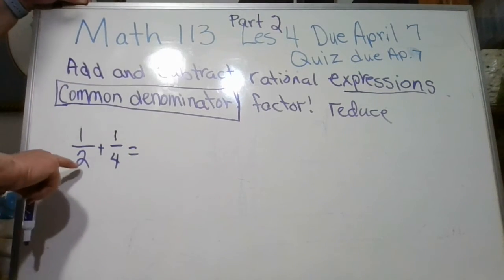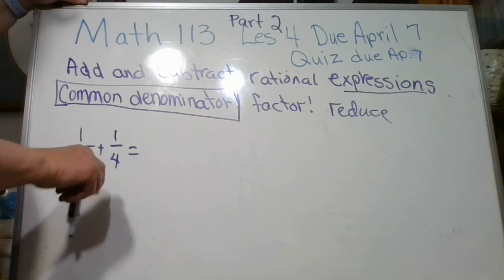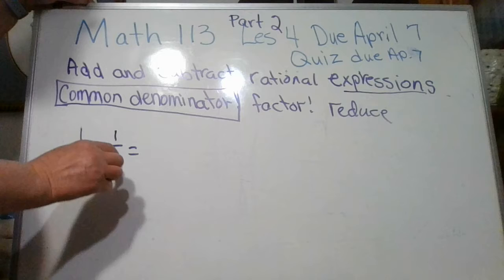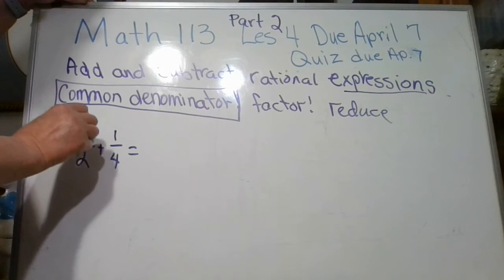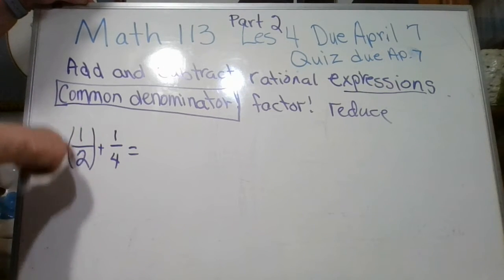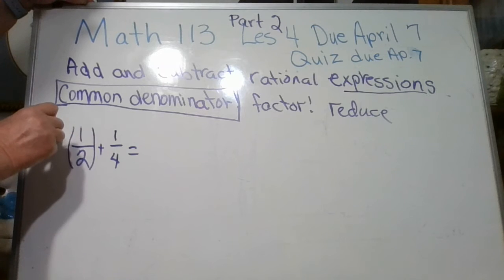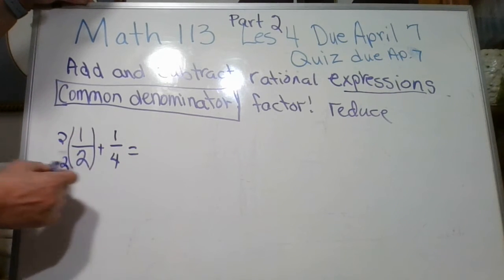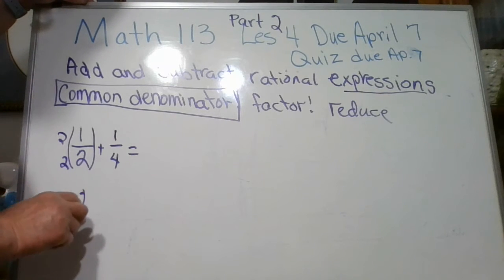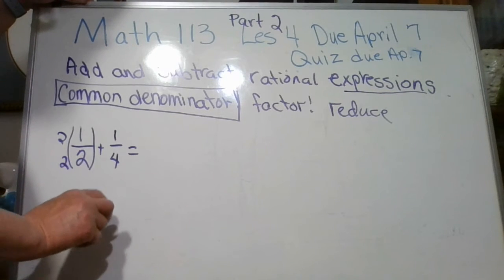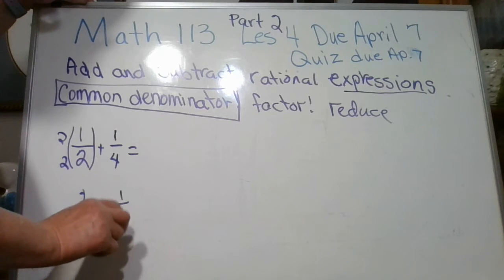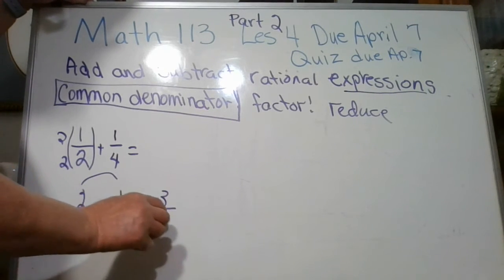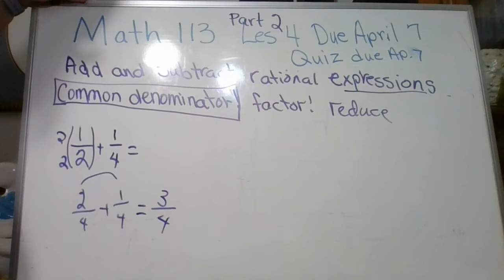Just like when we were adding 1/2 plus 1/4. 2 and 4, I see that the 2 will go into the 4, so I can use 4 as a common denominator. What do I have to multiply 1/2 by to get it into fourths? 2 over 2, because 2 times 2 is 4. 2 times 1 is 2, so I have 2 over 4 plus 1 over 4. And then I add my 2 and 1 and get 3. So that's going to be 3/4.